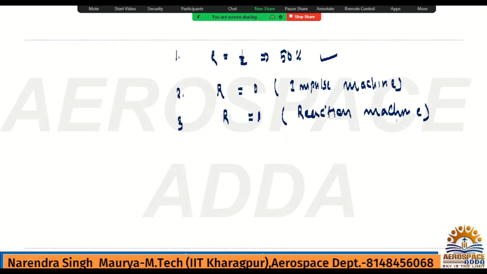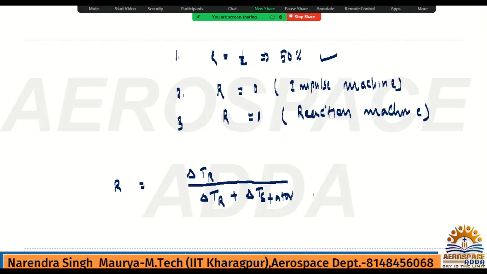Now these are different types of machine based on degree of reaction. We can say, okay, if R is 0, then it is an impulse machine, and if R is 1, then it is a reaction machine. But what is the relation? What is the formulation? If you check, R is equal to the temperature rise by the rotor divided by the temperature rise by the stage, and in the stage we have rotor and stator. All right, just see here. And in terms of pressure also, pressure rise in rotor divided by pressure rise in rotor plus pressure rise in stator. That also you can say.